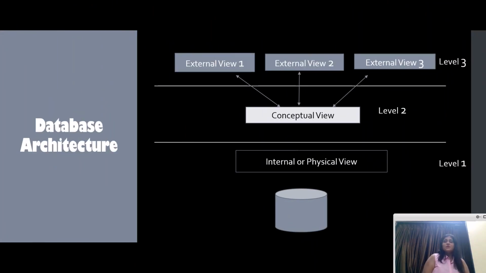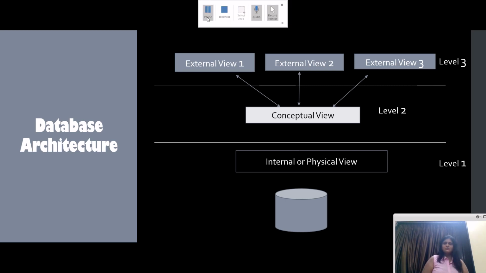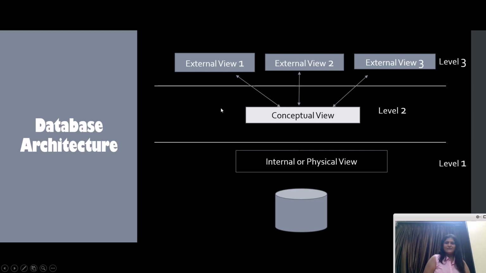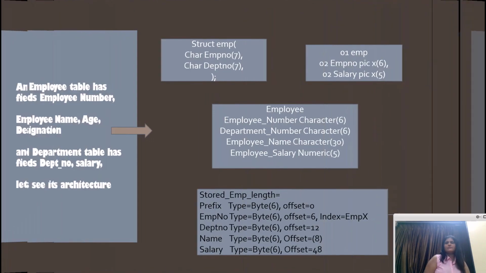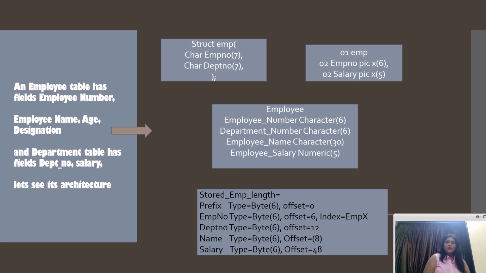First is the internal storage. This is our disk, in which the file will be stored. And then here is our physical view, and then the conceptual view, then our external views. How it will be stored we'll see with an example in our next slide. So how is it storing?